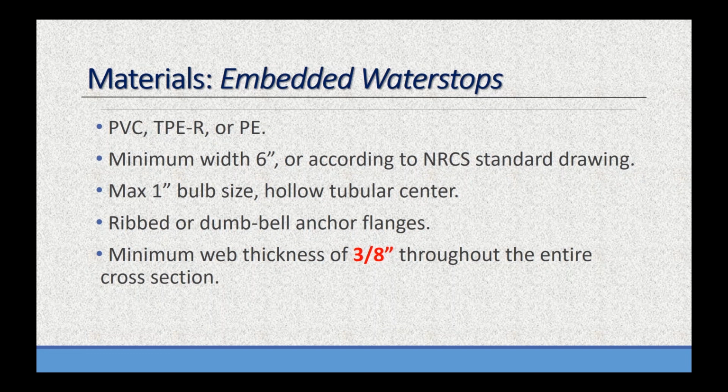And this is the big change. The minimum web thickness is 3/8 of an inch throughout the entire cross section. We've gone with a thicker and a beefier water stop in an effort to mitigate some deficiencies in the past. So your water stop for projects this year, according to this specification, has to be 3/8 of an inch. Again, 3/8 of an inch, and that is probably one of the biggest substantial changes that you'll see within this specification.